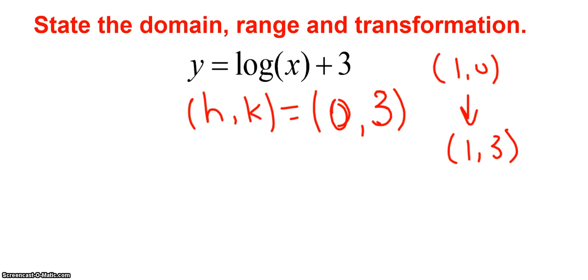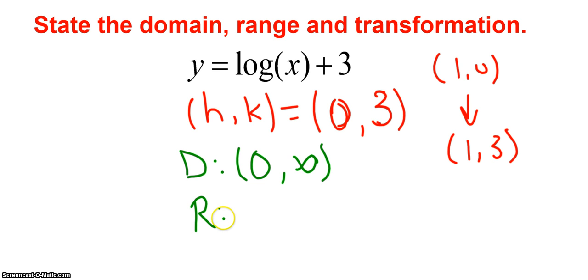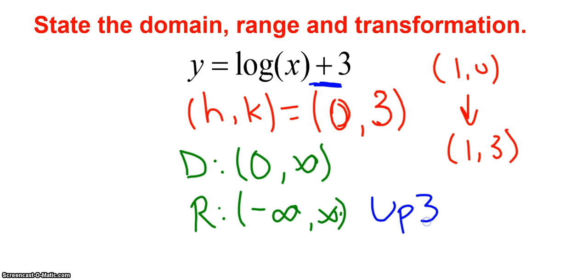Alright, now our domain goes from h to infinity, so it's going to go from 0 to infinity. And then our range is always negative infinity to positive infinity. Now the transformation: we got the plus 3 on the outside. That's the only thing that's different from the parent function. So it moved up 3. And we are done. Okay, if you need any help so far, go ahead and stop this, rewind, and rewatch what we've done so far.